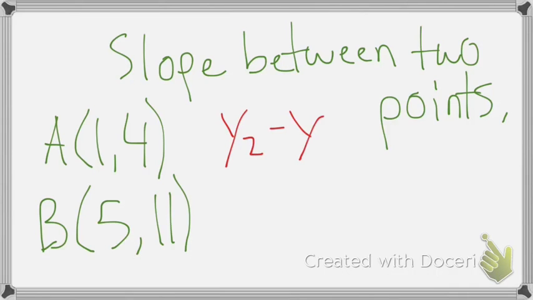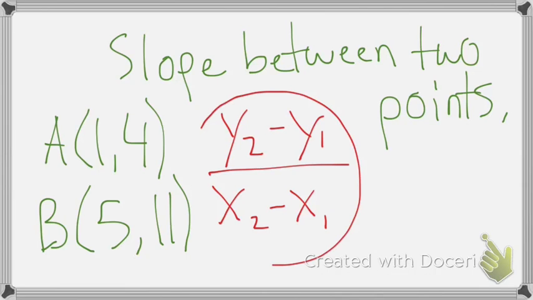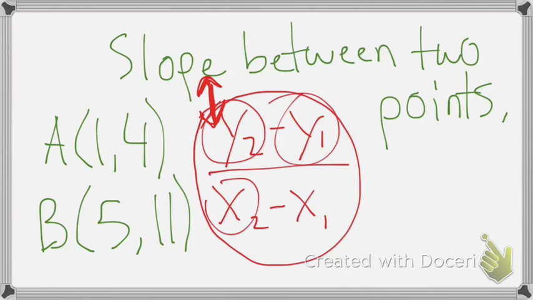you guys might tell me if this sounds or looks familiar to you. Y2 minus Y1 over X2 minus X1. You guys ever seen this before? That's for slope, right? Yep, you got it. So that's how we find the slope between 2 points, and the places where you get these numbers are from here.